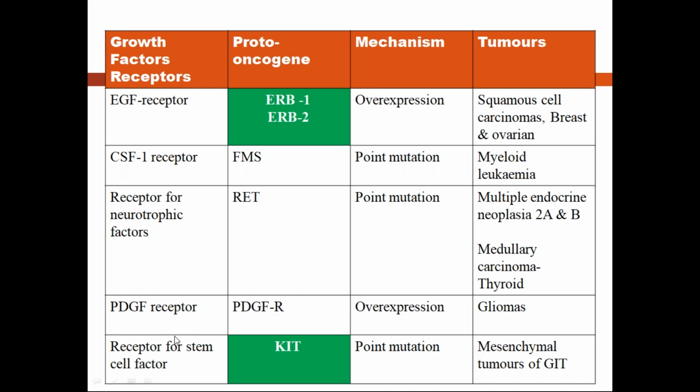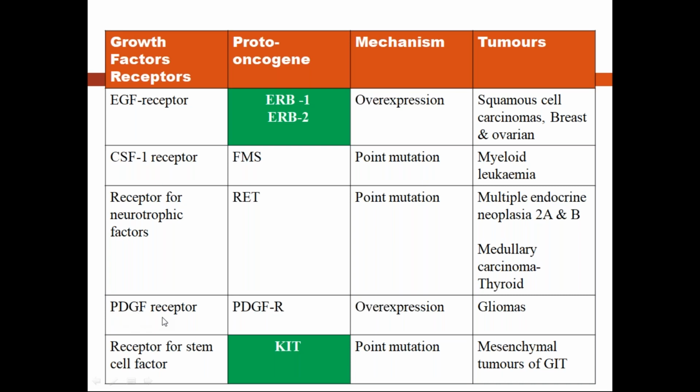Here around 5 different types of growth factor receptors are given. If 5 are there, you can just remember 3. You can just quote 3 examples. You need not remember all the 5, so whichever is easy for you. For example, for me, the first one is easy, the fourth one is easy.